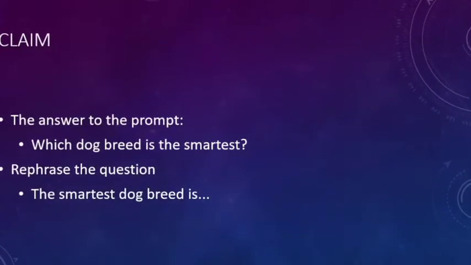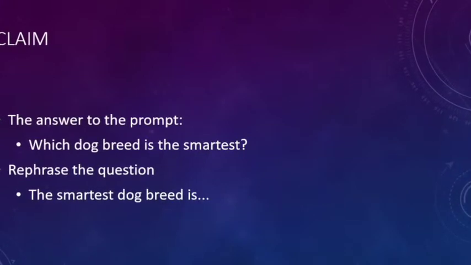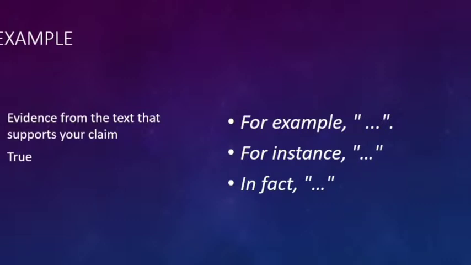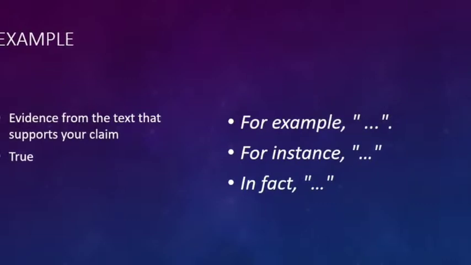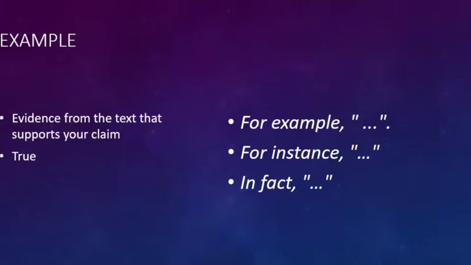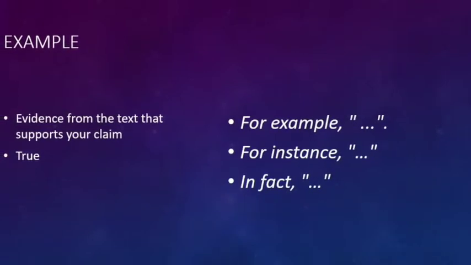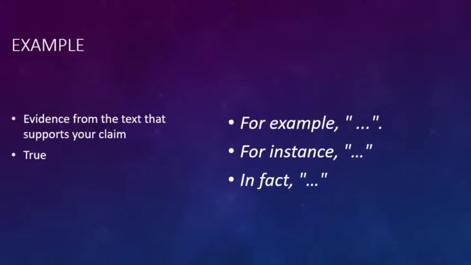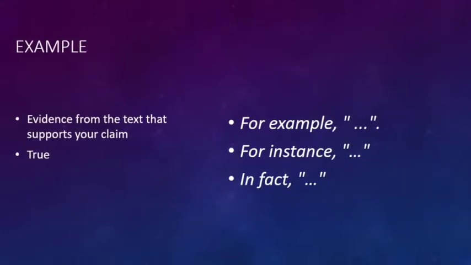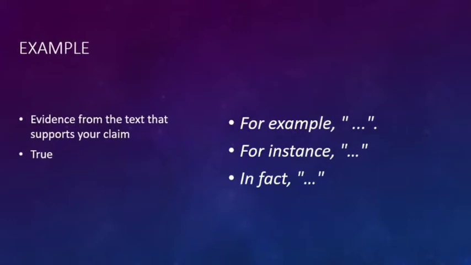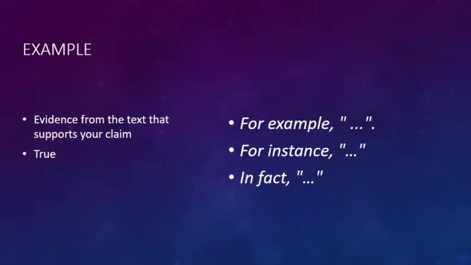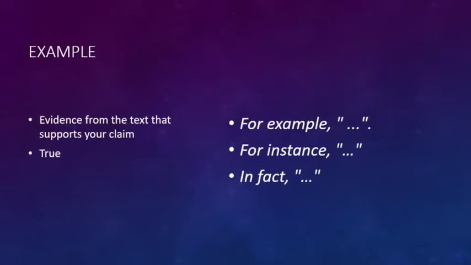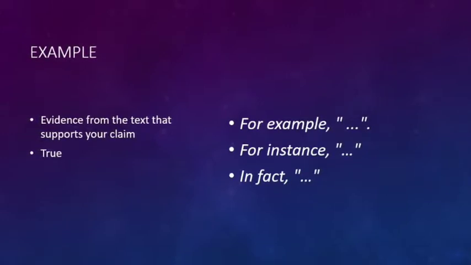Pause the video now in order to write your claim into its place on the graphic organizer. Next, we're going to fill in an example. Remember, an example is evidence directly from the text that supports your claim. It must be true. You might precede your example by saying, for example, and put a comma and then quotation marks around the quote. You could also say, for instance, or in fact. Go ahead and pause the video and fill in one example from the text that supports your claim.